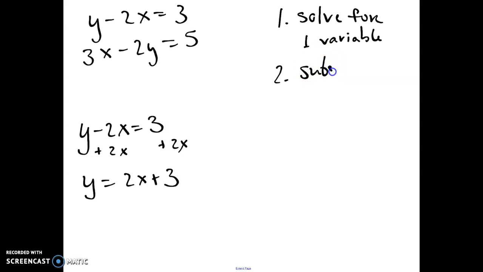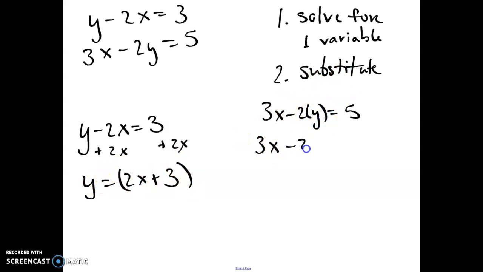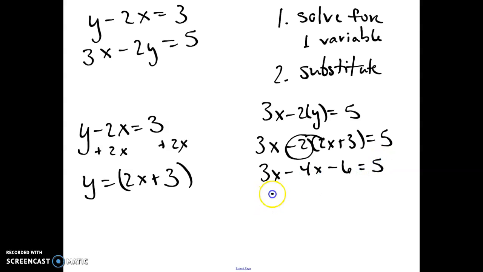I'm going to substitute into the other equation. So I have 3x minus 2y equals 5. I'm going to use this y to replace right here. 3x minus 2 times (2x plus 3) equals 5. Remembering to distribute my negative sign, the whole thing, I get minus 4x minus 6 equals 5. Negative x equals 11, or x equals negative 11.